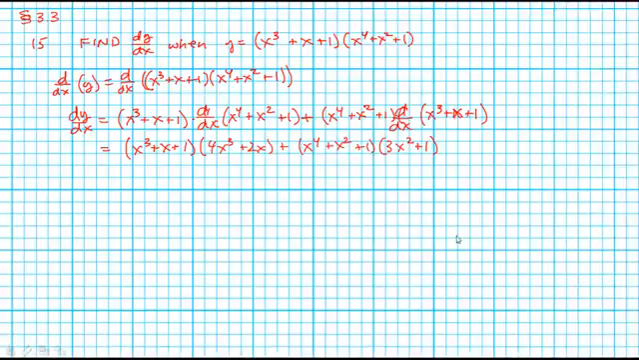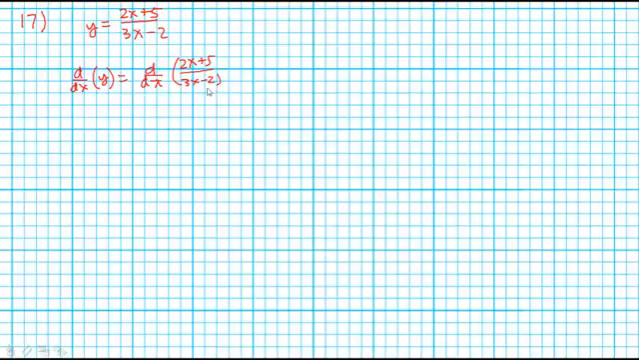Okay, let's take a look at number 17. In number 17, we are told that y is equal to 2x plus 5 over 3x minus 2. And again, we're asked to find dy/dx. So what we'll do is take the derivative with respect to x of 2x plus 5 over 3x minus 2. And in here we're going to use the quotient rule.